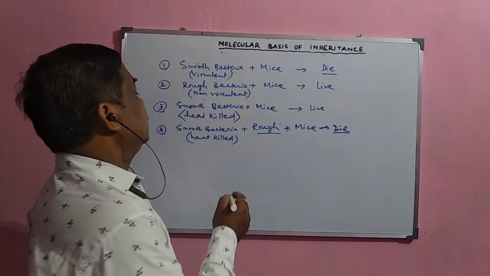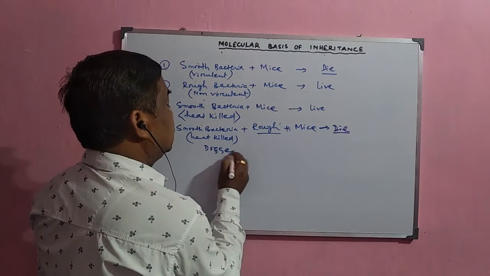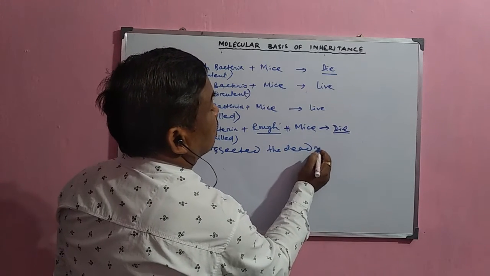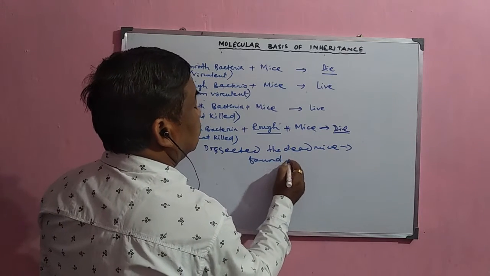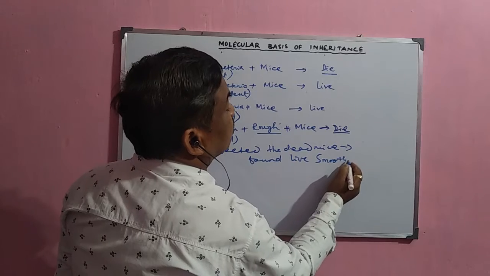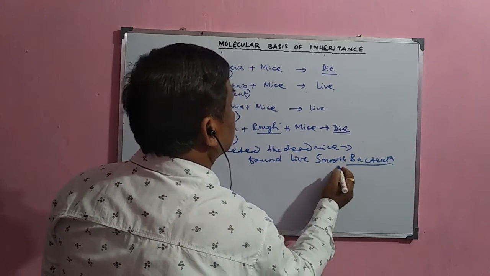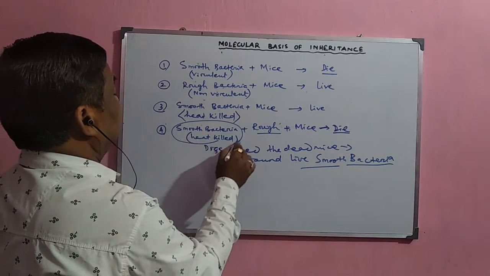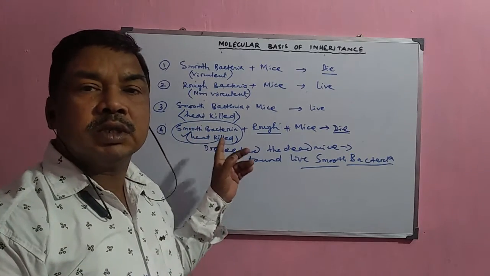Now, he could not prove that biochemically. How did this happen? Actually, he dissected the dead mice. Surprisingly, he found some live S, or live smooth bacteria. So he found the live smooth bacteria there. Actually, the bacteria were heat killed. No live bacteria was there.